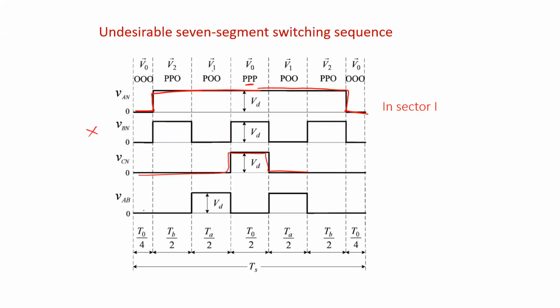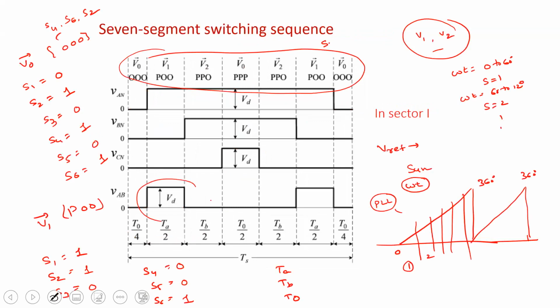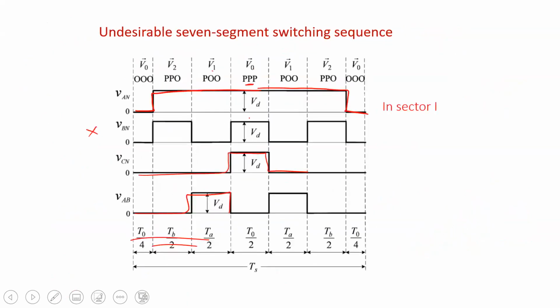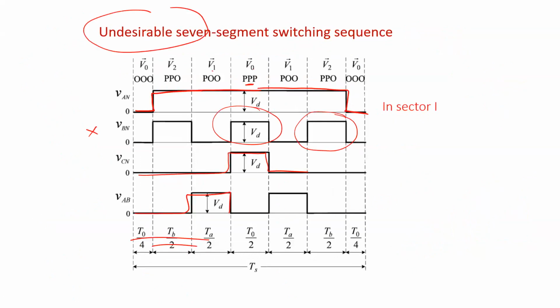So you're getting the same output as before. The output remains the same. You have two pulses in the line voltage. But in B phase, you have additional switchings. These are the additional switchings in the B phase. That's why it is an undesirable switching state.